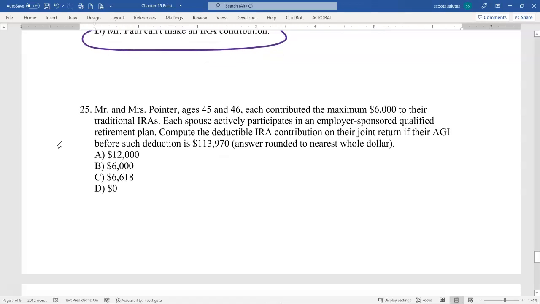25 says Mr. and Mrs. Pointer, ages 45 and 46, each contributed their maximum $6,000 to their traditional IRAs. Each spouse actively participates in an employer-sponsored qualified retirement plan. Compute the deductible IRA contribution on their joint return if their AGI before such deduction is $113,970.